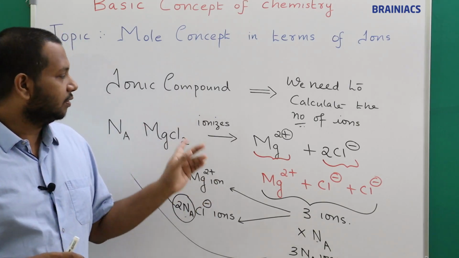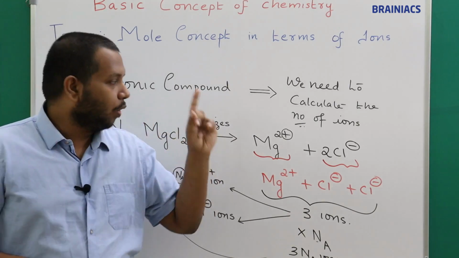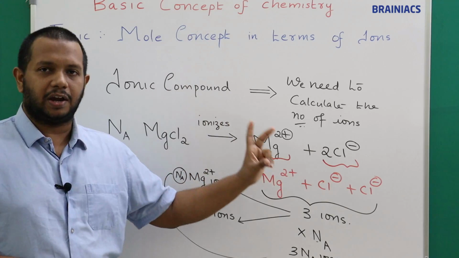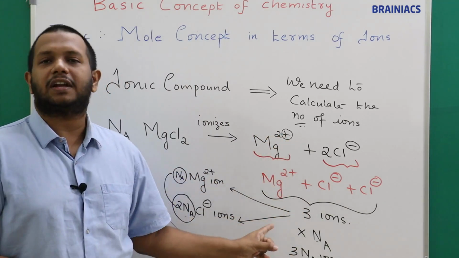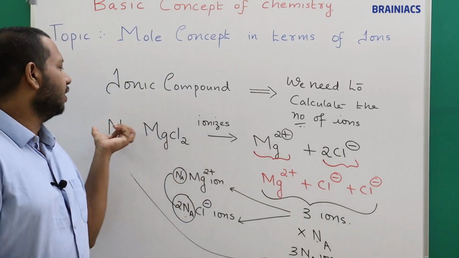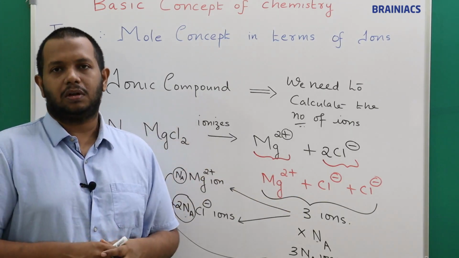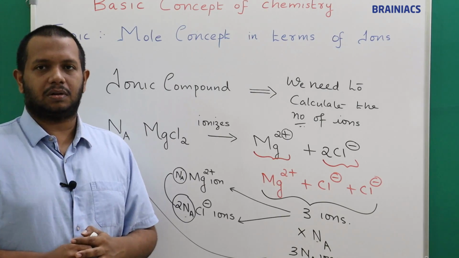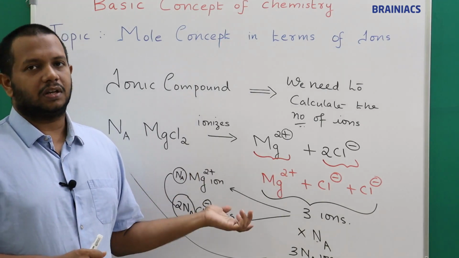So the concept here is, always try to find for one particular ionic compound how many ions and different types of ions are generated. Then multiply that with the given number. Then it is easy to find out. So this is the basic concept. I hope you are understanding this.